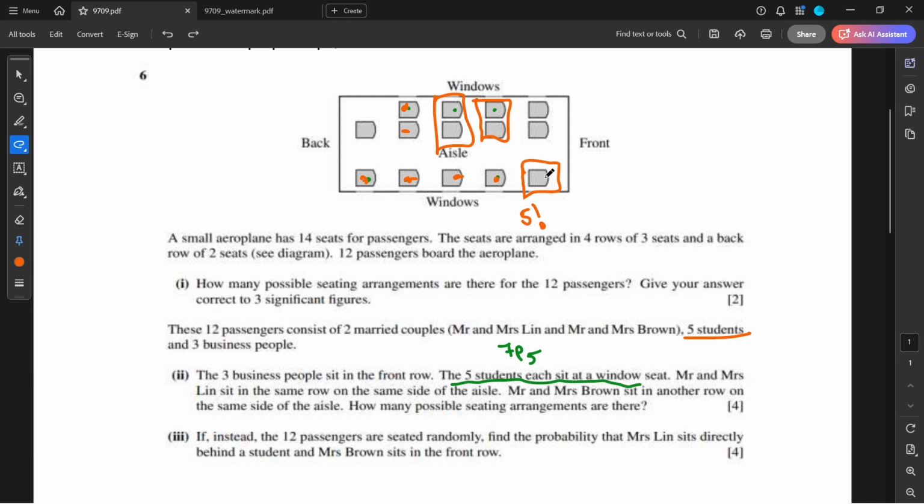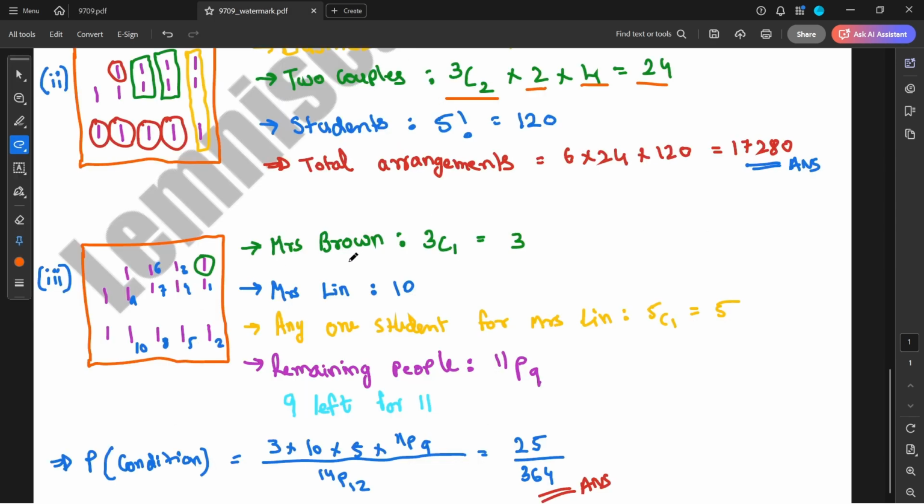I hope both the mistakes are clear to you. And now you can just comment down and tell me if you belong to any of these categories. If not, let me show you the whole solution. So first of all, let's see in how many ways we can select Mrs. Brown over here. So there are three of these possibilities where Mrs. Brown can sit.